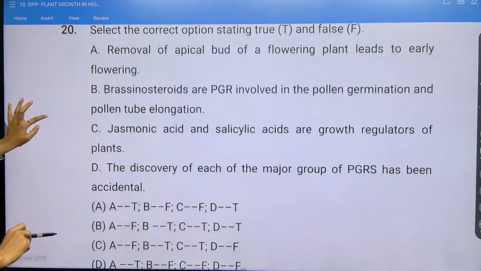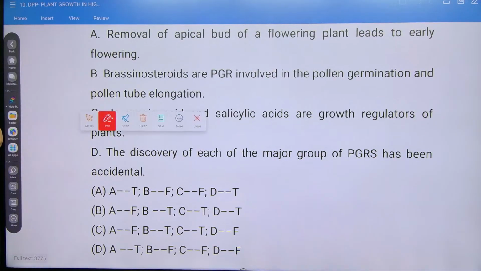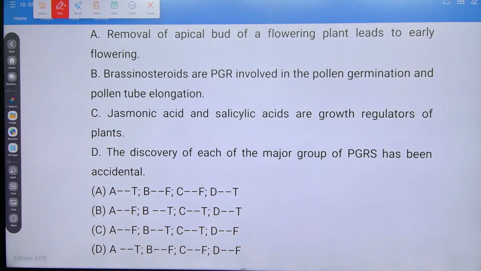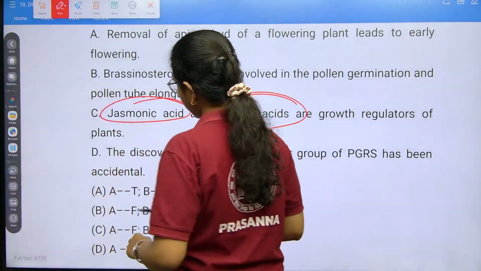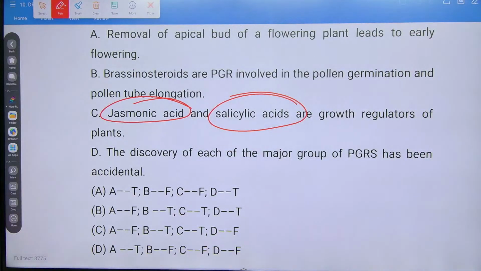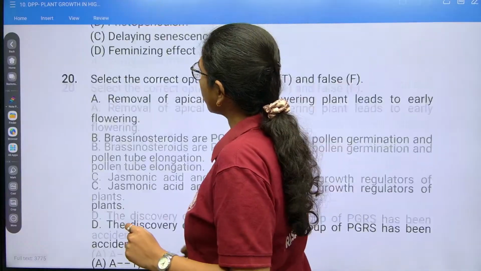You need to identify the correct option with respect to true or false. Okay, fine. This question is about jasmonic acid, salicylic acid, not required. Brassinosteroids, not required for you. Till this question, it is clear, no ma?